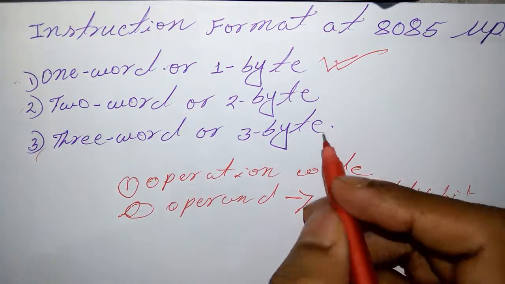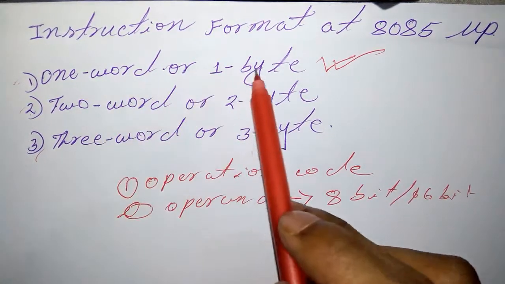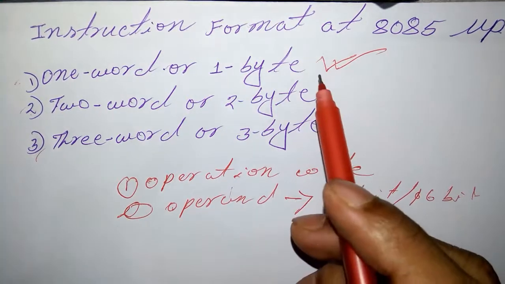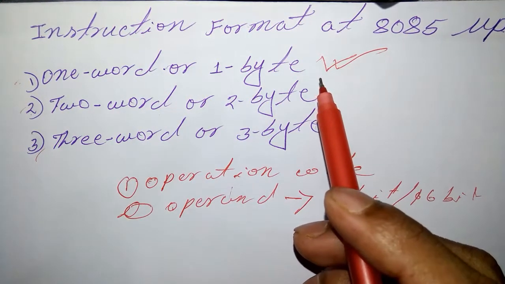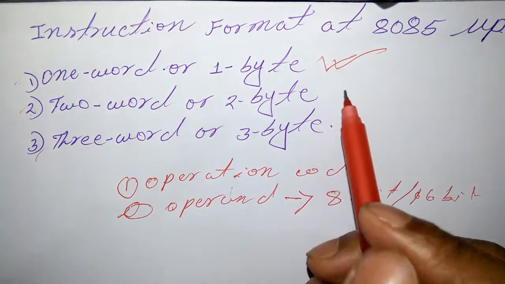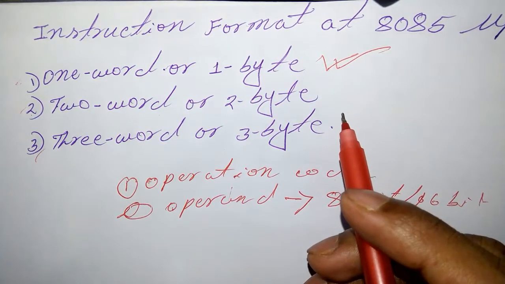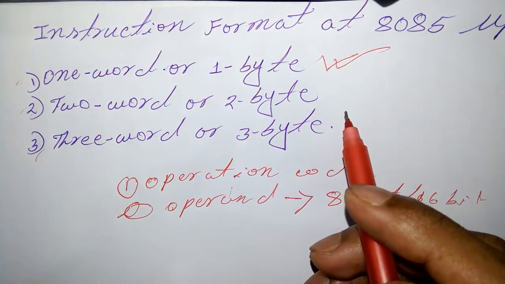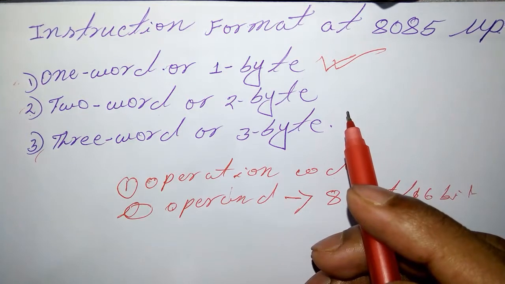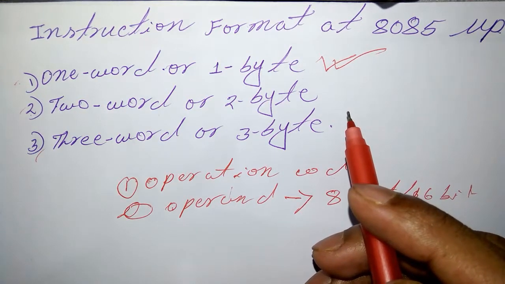So what are the tasks of 1 word or 1 byte? These are: copy the contents of the accumulator in register C, next, add the contents of register B, and last one is invert each bit in the accumulator.